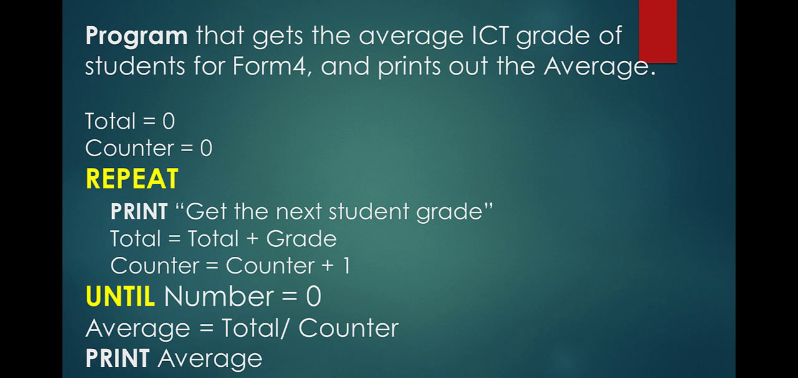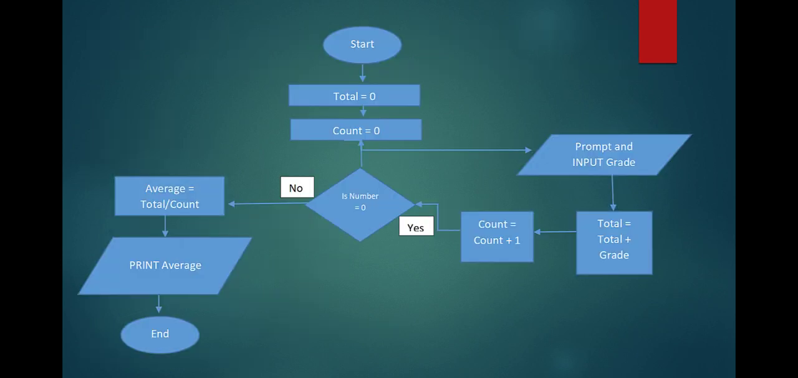All right, so in the flowchart, again, we start with the terminator start, and we initialize our variables, total and count. Then we prompt the user for a grade. Then we assign the total plus the grade. So we sum the grade plus total and we assign it to total. Next, we increment the counter by 1.